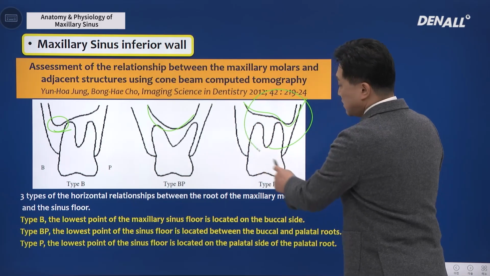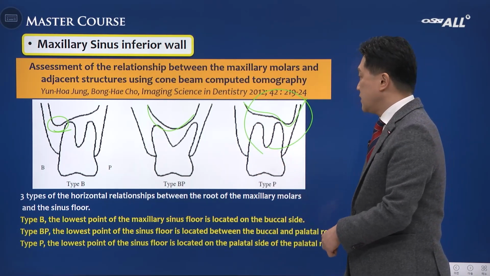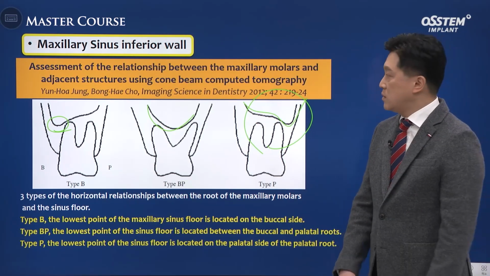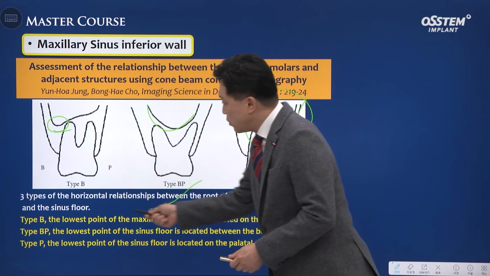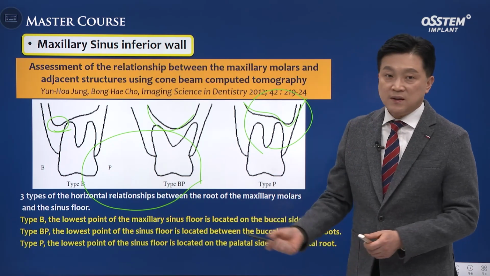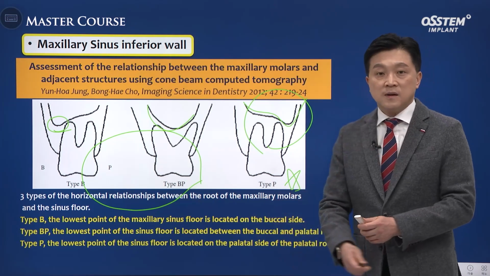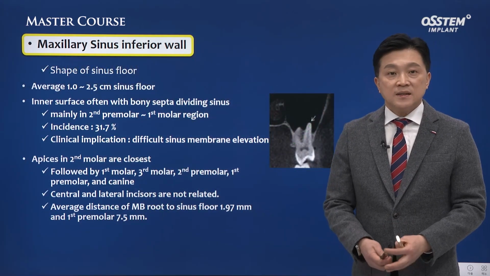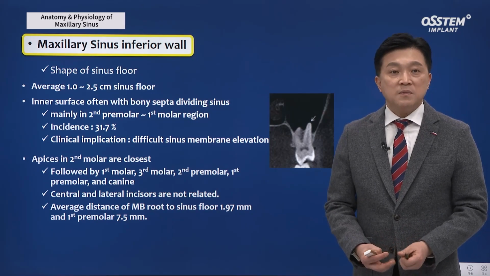If the lowest part of the sinus floor is located on the palatal side, it can be extremely difficult to detach sinus membrane. However, fortunately, in most cases, the lowest point of the maxillary sinus floor is either located on the buccal side or in the middle. The lowest point of the sinus floor located on the palatal side is extremely rare. Next is a maxillary sinus inferior wall.